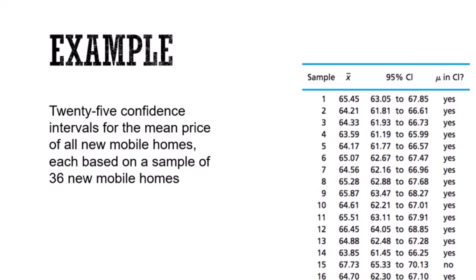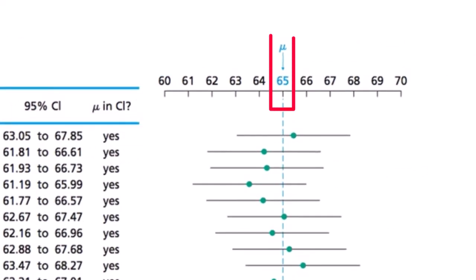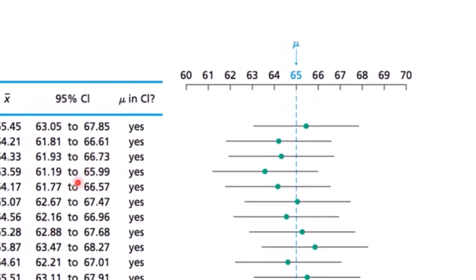All right, now keep in mind, from a previous chapter, we had learned that the mean of all the sample means is always going to be equal to the population mean. So when they found the mean of all these sample means, they came up with a value of 65, which is also the population mean. And then we check if that 65 falls within the interval or not.